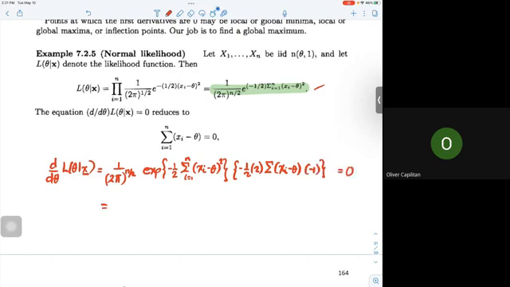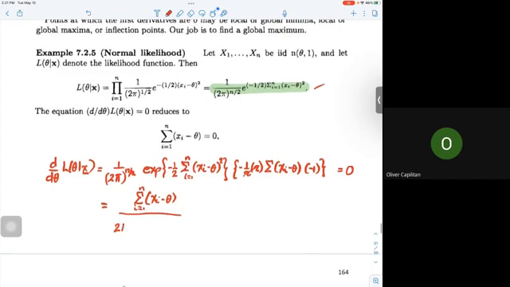Or in other words, we have this one will cancel out. We have here positive. So we have now the summation of x sub i minus theta, i from 1 up to n, divided by 2 pi raised to n over 2. Then we have here the exponential of positive 1/2, the summation of x sub i minus theta squared, i from 1 up to n. Then equate this to 0.